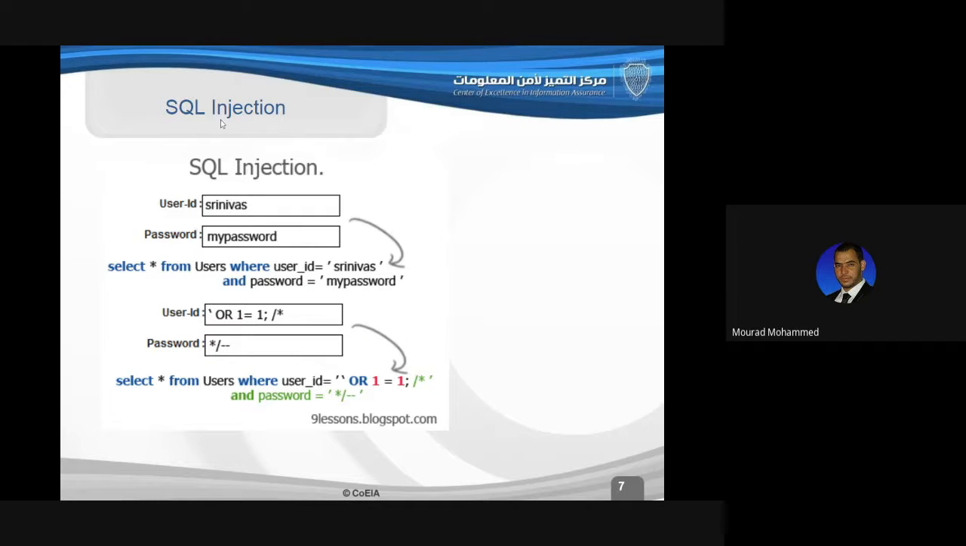This is SQL injection. We are injecting a SQL part, OR 1 equal to 1, into the SQL statement. We can use it like that. So we are just manipulating the SQL to change the behavior of the system. We are injecting a script into the system to control its behavior.